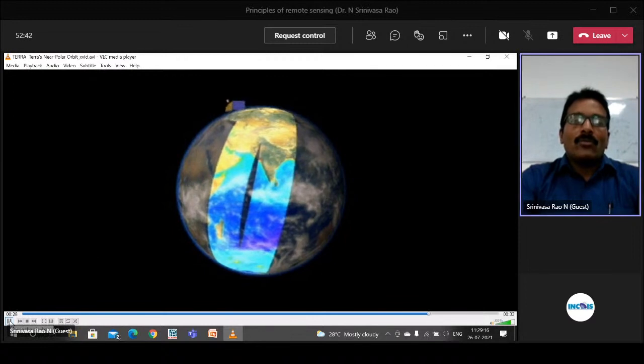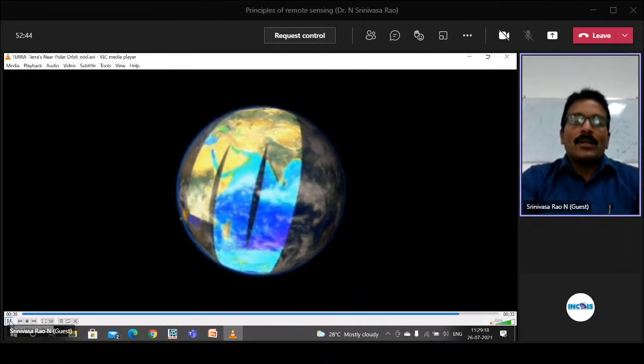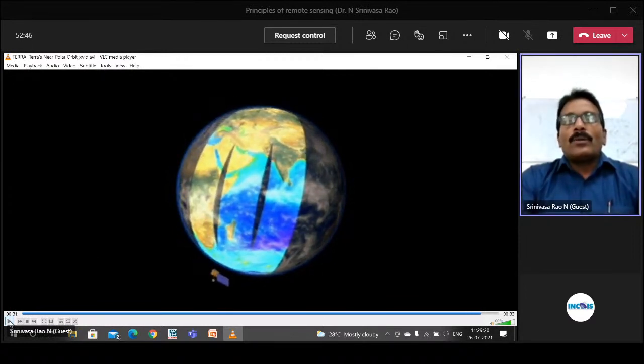Third time further a descent portion. Okay. So now, here I am going to introduce another technical word. Like this, it is going to cover the complete globe. Whatever you are seeing in this animation, this is the sensor of MODIS.